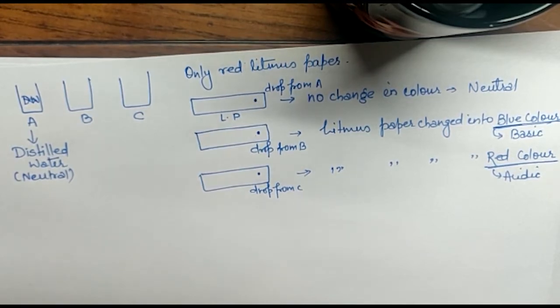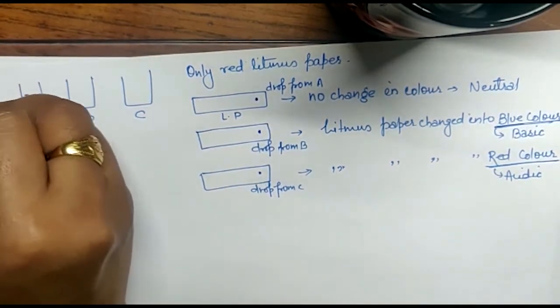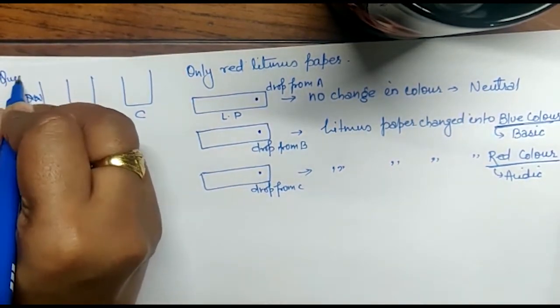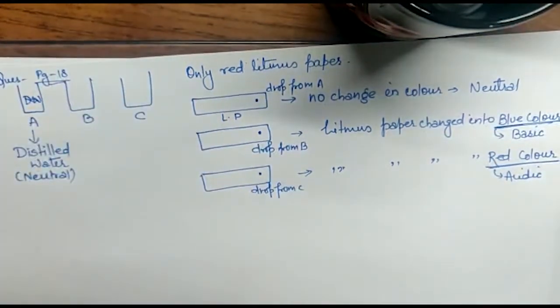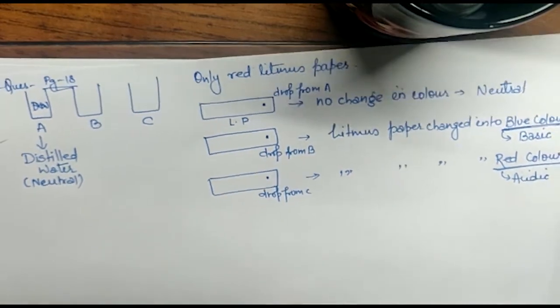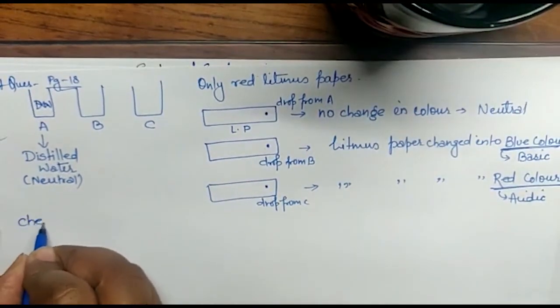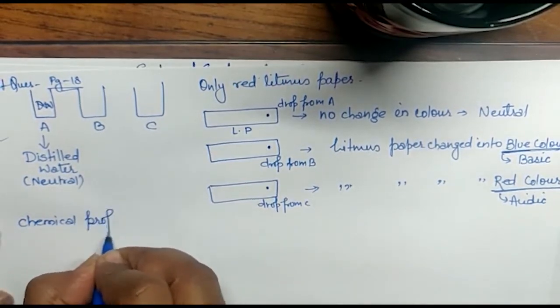Got it? So this is your in-text question, page number 18. Now we have to do the properties. One second, let me check the topic. Yes, the next topic is chemical properties of an acid.